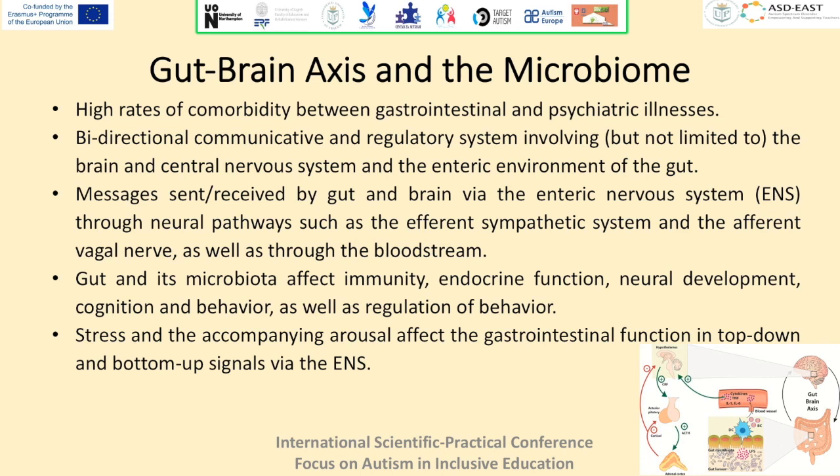Messages are sent and received by the gut and brain via the enteric nervous system, through neural pathways such as the efferent sympathetic system and the afferent vagal nerve, as well as through the bloodstream. The gut and its microbiota affect immunity, endocrine function, neural development, cognition and behavior, as well as regulation of behavior. All of these systems are affected in children and persons with ASD. Stress and the accompanying arousal affect gastrointestinal function in top-down and bottom-up signals via the enteric nervous system.